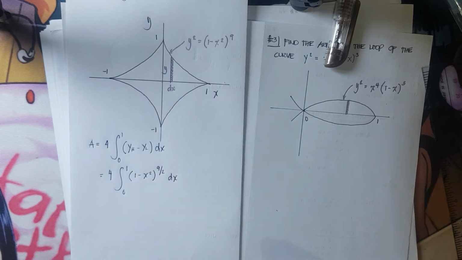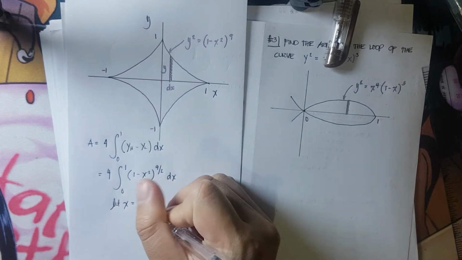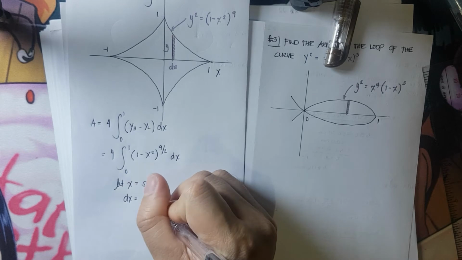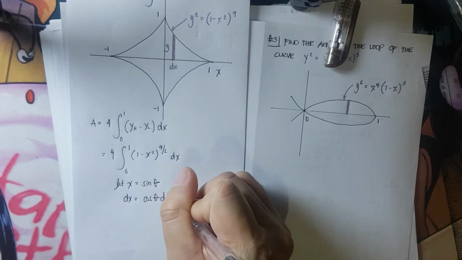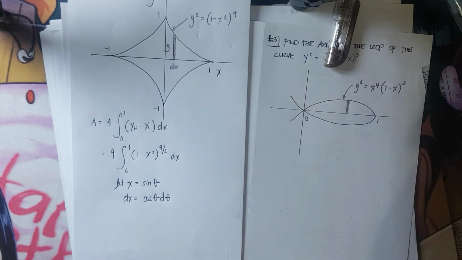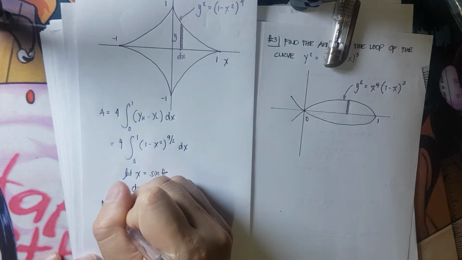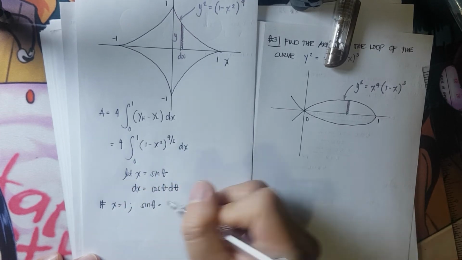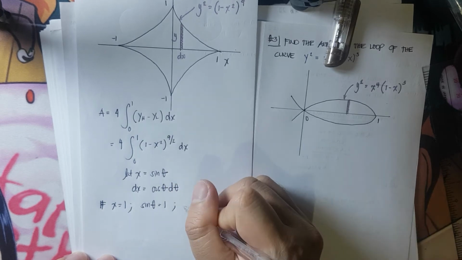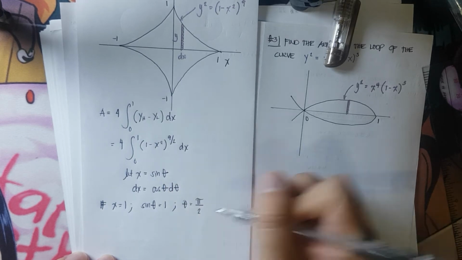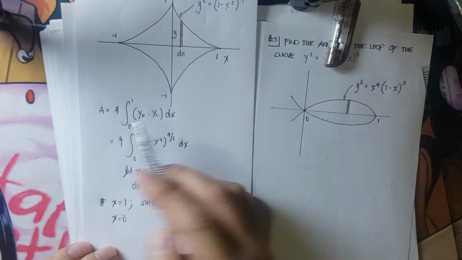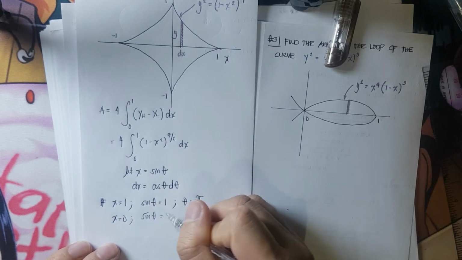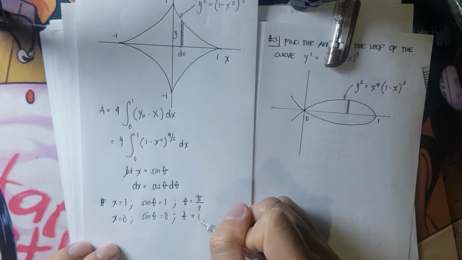Okay, so let x is equivalent to sine theta. The derivative of x is equivalent to cosine theta d theta. If x is equivalent to 1, sine theta is equivalent to 1. Therefore, theta is equivalent to pi over 2. Now, if x is equivalent to 0, for the lower limit, we have sine theta is equivalent to 0. Therefore, theta is equivalent to 0.